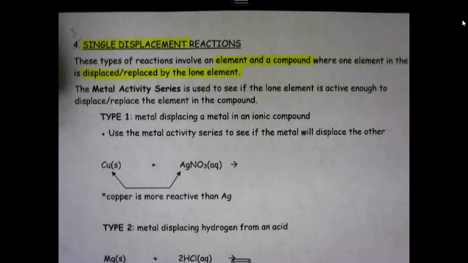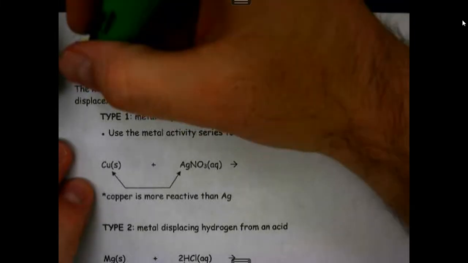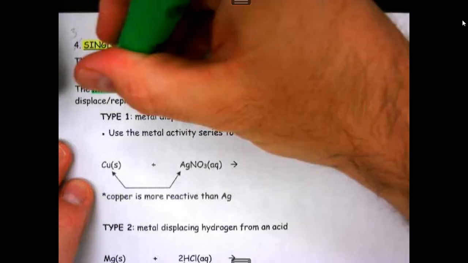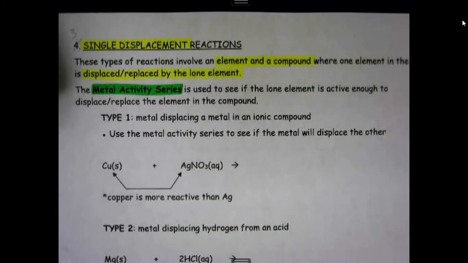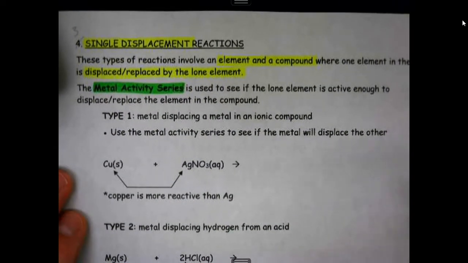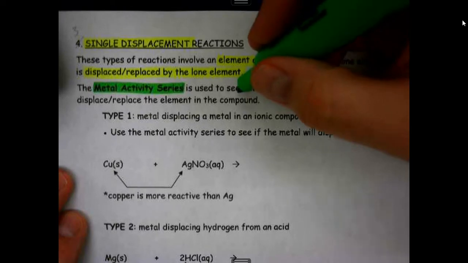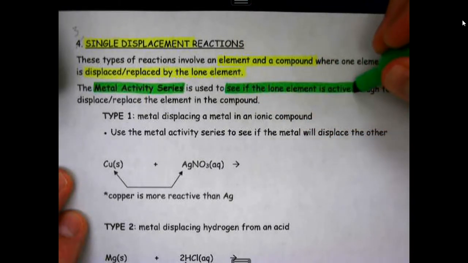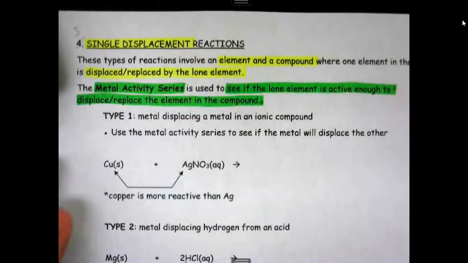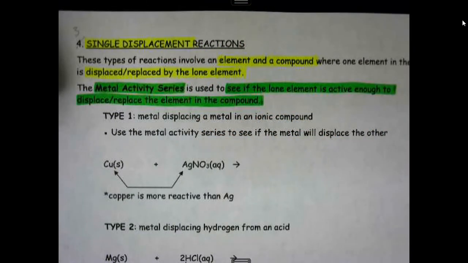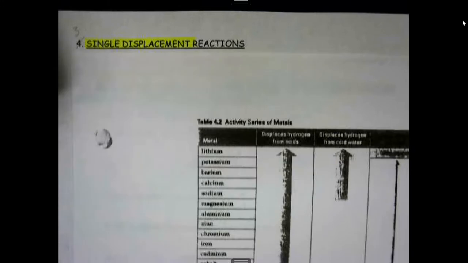And then in order to do these, we're going to have to use something which is known as the metal activity series. I'm going to show you that in just 1 second, but we're going to use this here. It's used to see if the lone element is active enough to replace the thing in the compound. Okay? All right, so this is the metal activity series.